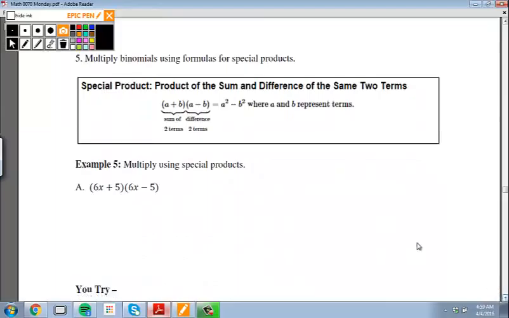Topic 5. Multiply binomials using special formulas for special products. So we have an a plus b times an a minus b is equal to a squared minus b squared. So what that is saying is that if this right here is the same as this right here, and this right here is the same as this right here, but the only thing that is different is one of these is plus and one of these is minus, then you can apply this formula.